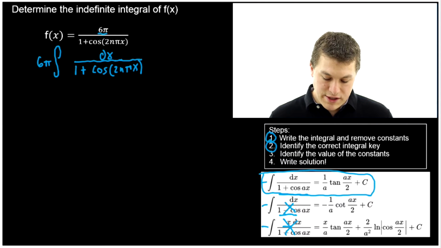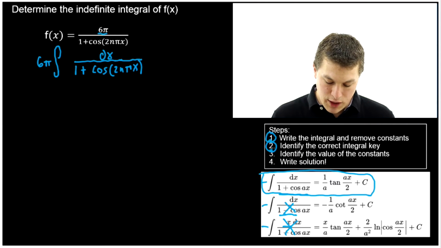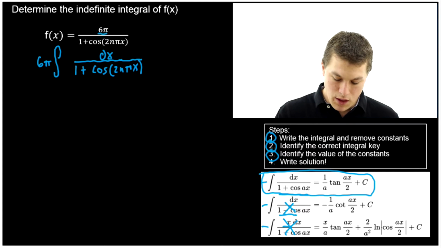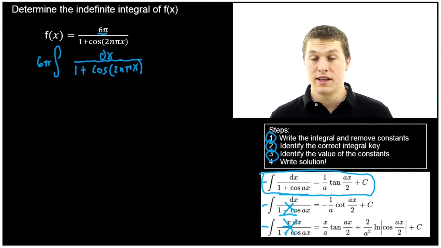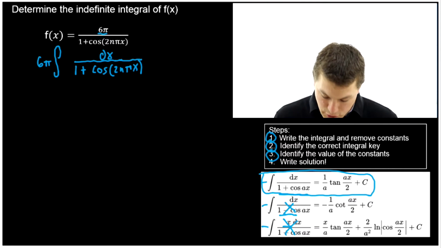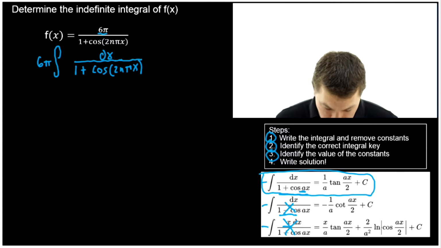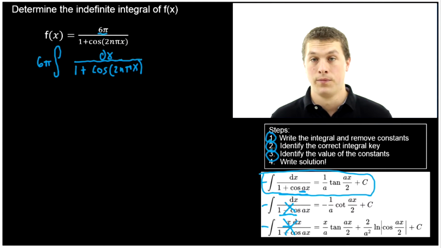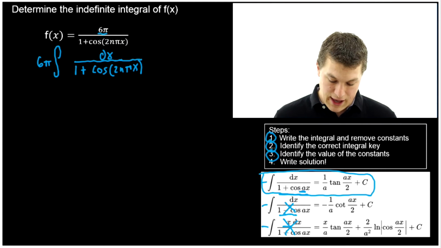So, what's the next step? Well, now we want to identify the value of the constants. If you look through our integral key, you'll see that they have a constant somewhere in their equation, and we may not have that same constant, and that's okay. This is just a formula, right? So here you'll see that we have an a in front of the x for our cosine. And we need to identify what that a is.